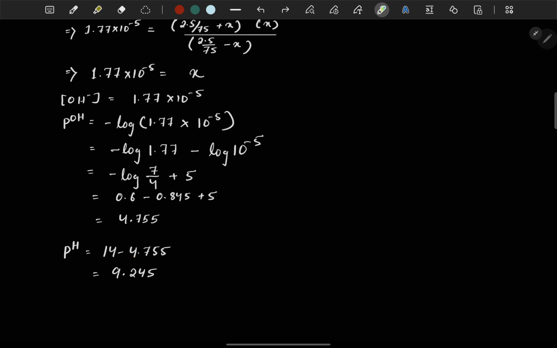So try to use these tricks while you are calculating, otherwise it will take a lot of time, and it will be very difficult to get the accurate value during the examination.